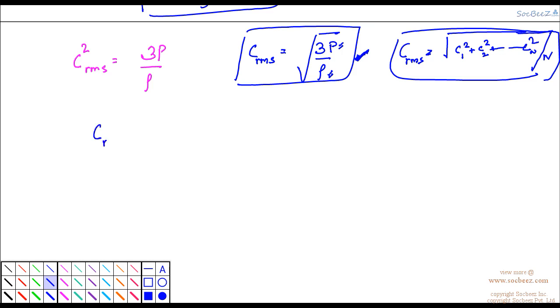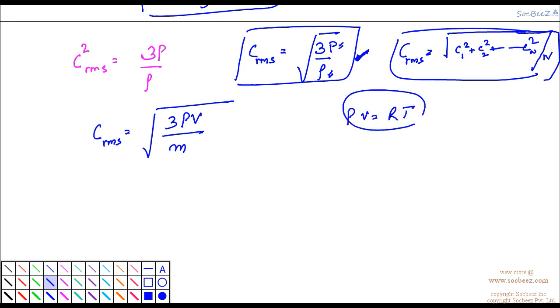Okay, now if you manipulate it a bit more, C_RMS is nothing but the square root of 3P upon rho, and rho can be written as mass upon volume. So the upper term becomes P into V, and as we know, we are calculating for an ideal gas, PV is equal to RT, where n equals 1, we are dealing with 1 mole of a gas. So we can say that C_RMS, PV can be replaced by 3 into R into T upon M. Correct?